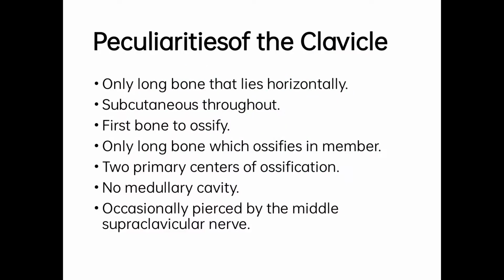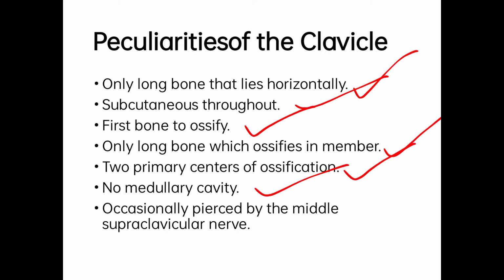Moving further to peculiarities of the clavicle. Only long bone that lies horizontally. It is subcutaneous throughout. That's the reason we can palpate it very easily. It's the first bone to ossify. Only long bone which ossifies in membrane. It has two primary centers of ossification. It has no medullary cavity and is occasionally pierced by the middle supraclavicular nerve.